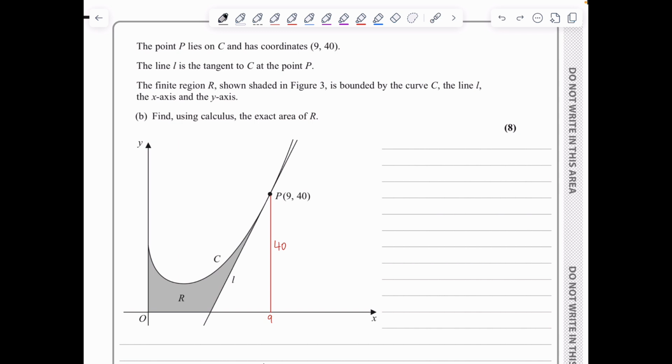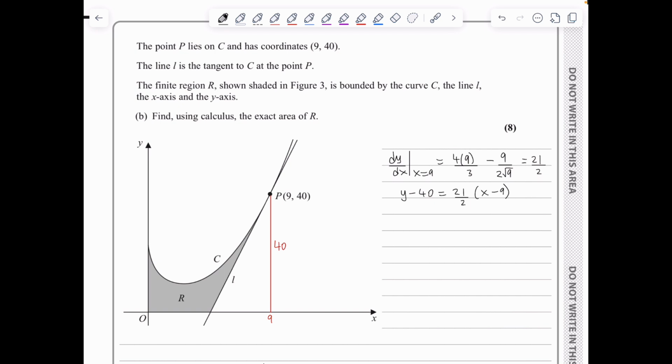So let me start by evaluating dy/dx at x is 9. We've got the expression for dy/dx from part A. So that's going to be 4 times 9 over 3 minus 9 over 2 root 9, which gives an answer of 21 over 2. So we've got the gradient, we've got the point, it's the point P (9, 40). So y minus 40 is equal to 21 over 2 brackets x minus 9.